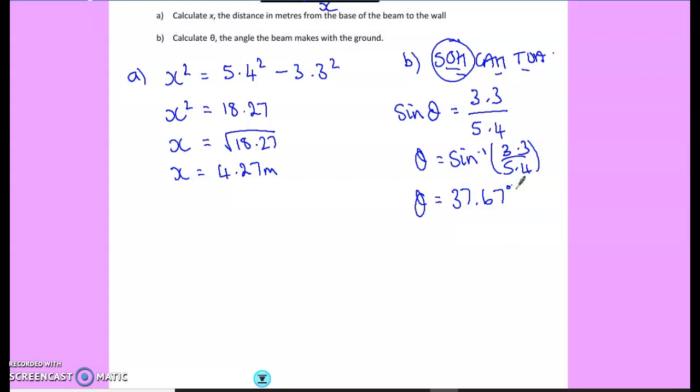And that is outcome 4. As ever, please let me know if there's any issues and get them sorted before you sit your assessment.